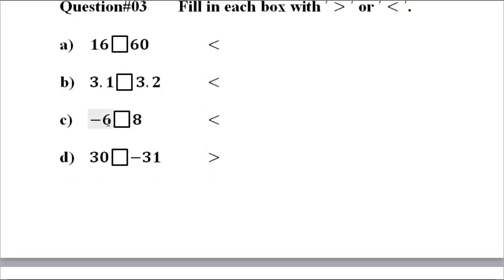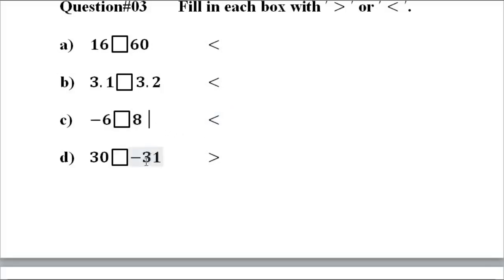The third part is negative 6 and positive 8. As we know that negative numbers are always less than positive numbers, therefore, I'll put the less than symbol between negative 6 and positive 8, and I will read it as negative 6 is less than positive 8.